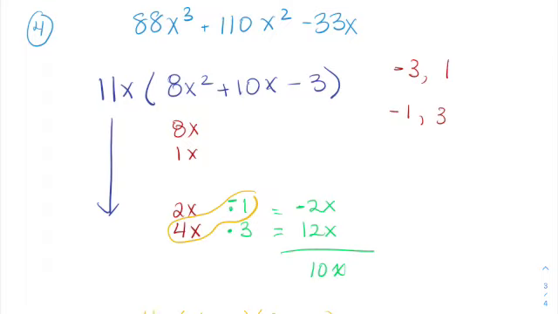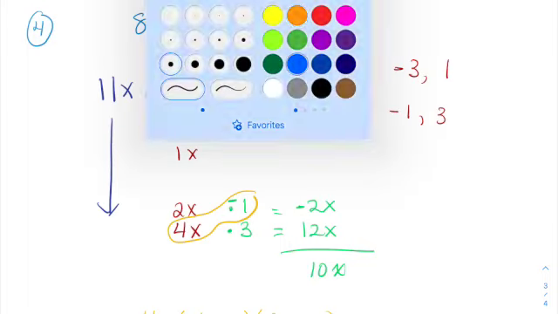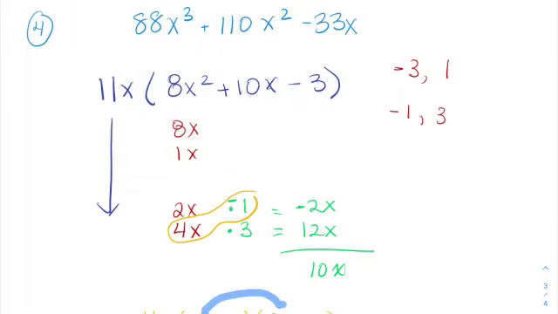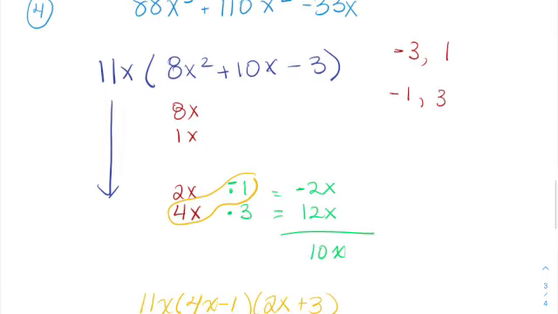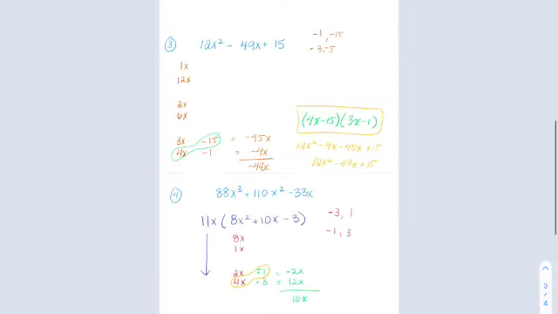I'm just going to quick check this FOIL in my head right here. 8x squared plus 12x minus 2x minus 3. Yep, there we go. So again, there are so many ways to factor trinomials where the leading coefficient is not 1. This, to me, is the most efficient, and it works with big numbers as well.